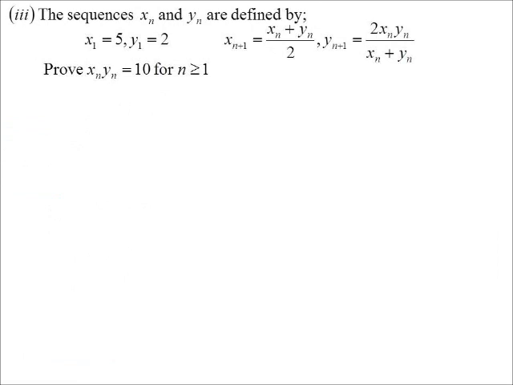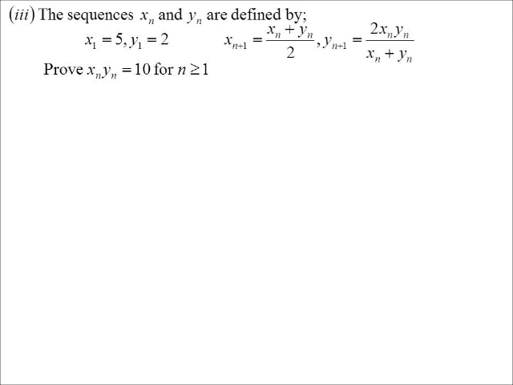Sometimes you might be playing with more than one sequence. And in this case, the sequences are sort of linked. So we're saying the first term in the x sequence is 5. First term in the y sequence is 2. To get the next term, I get the nth term out of both sequences and average them.